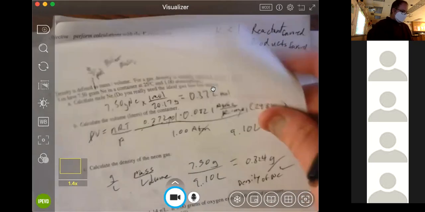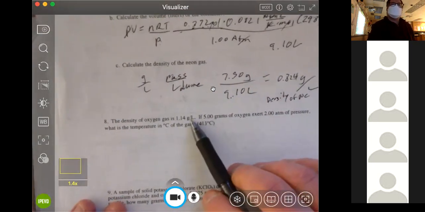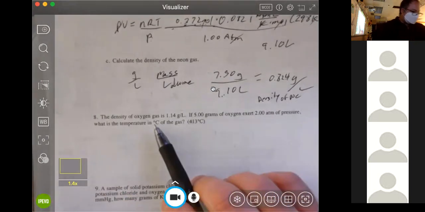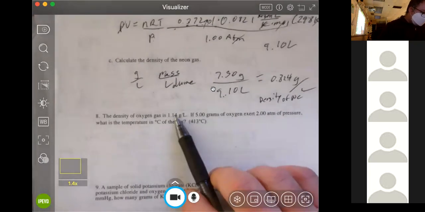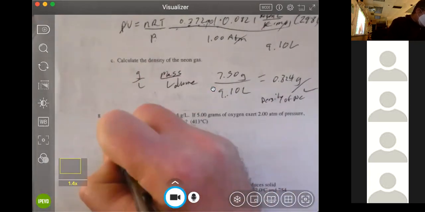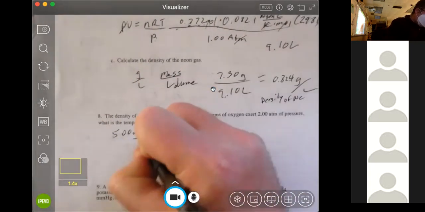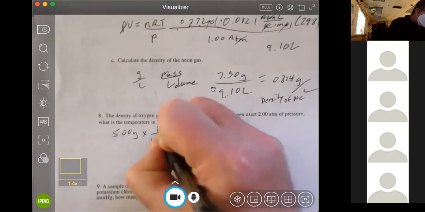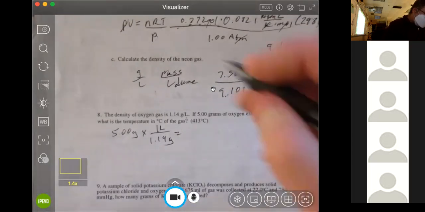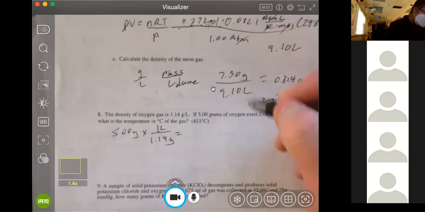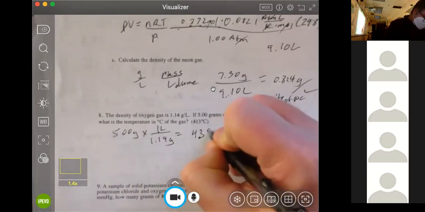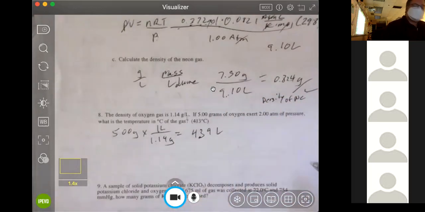The density of oxygen gas is 1.14 grams per liter. If 5 grams of oxygen exert 2 atmospheres of pressure, what is the temperature? So they gave us the density, which means if we have the mass, we can find the volume. So 5.00 grams, every 1.14 grams is 1 liter. That's what density means. 5 divided by 1.14 is about 4.3859. 4.39 liters. That's the volume.